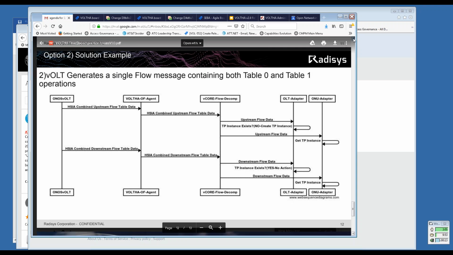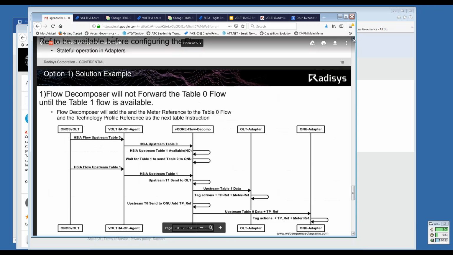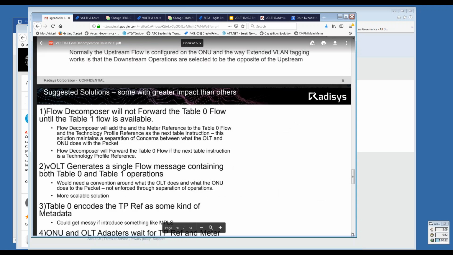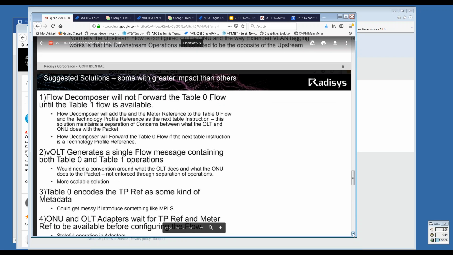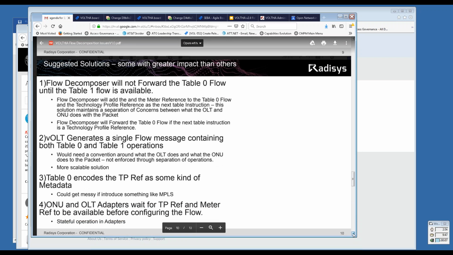Yeah. And then we have to be aware that we want the OLT to do certain operations, right? In the standards, basically the OLT is the one that adds and removes the outer tag, and the ONU is the one that handles the inner tag. Yeah. So there's no way to enforce that if it becomes a single flow, right? There have to be some accepted ways of doing it, right? Well, so let's see.